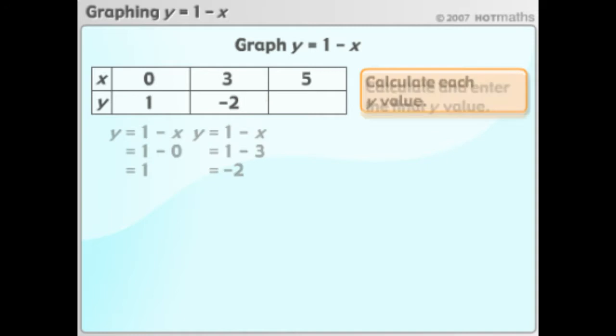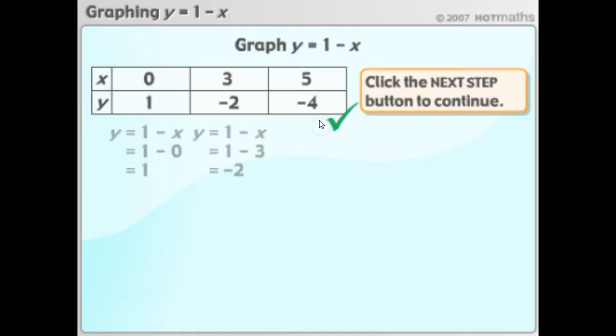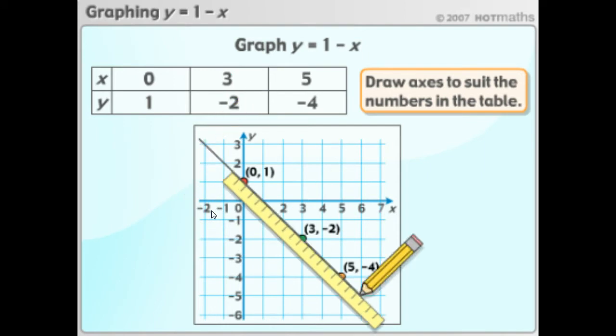Okay, last one. I want you to have a quick go at this first before I put it in. 1 minus 5 equals what? Minus 4. Let's check it. Hooray, I got it right. Okay, next step after this is to then draw up an axis.